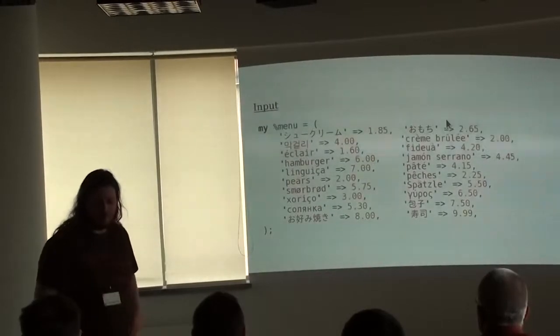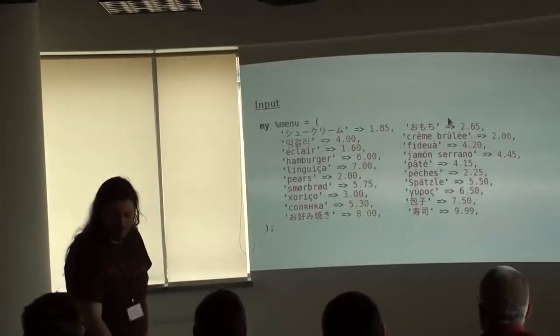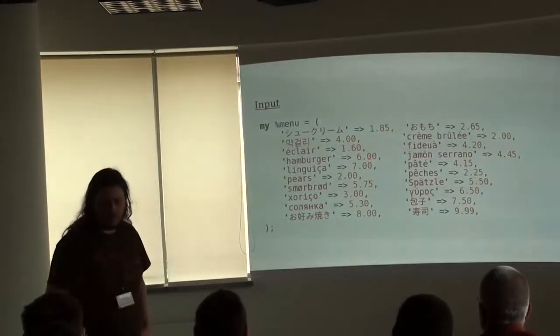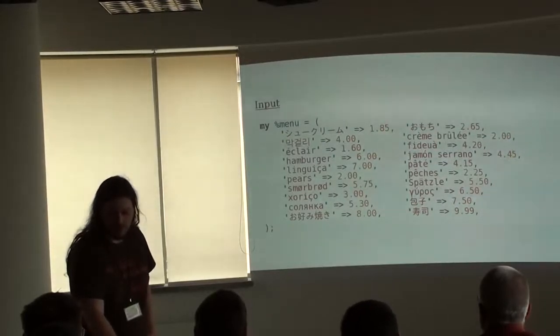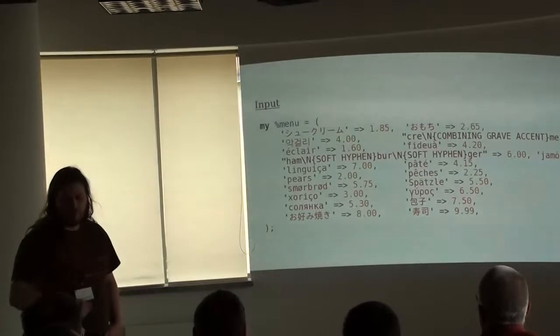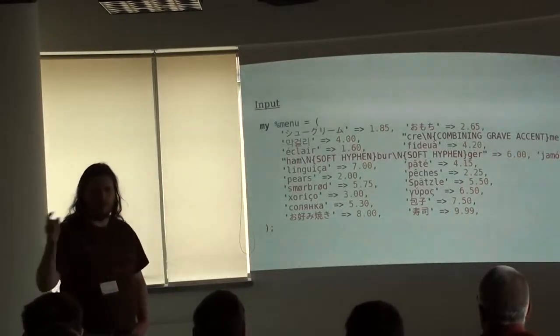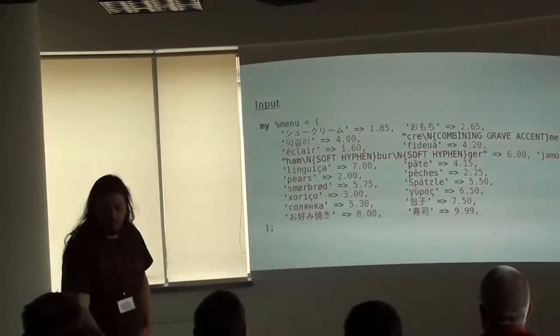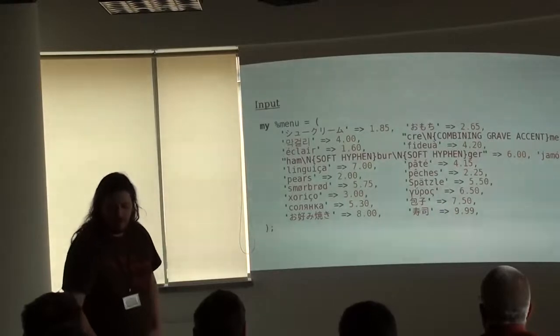And I've come a long way to tell you that sprintf is broken. Here's a menu hash where the keys are the food and the values are the prices. But actually we use some web scraping, so the data is unnormalized. There are some soft hyphens in there from the HTML, and we have combining characters instead of pre-composed ones.